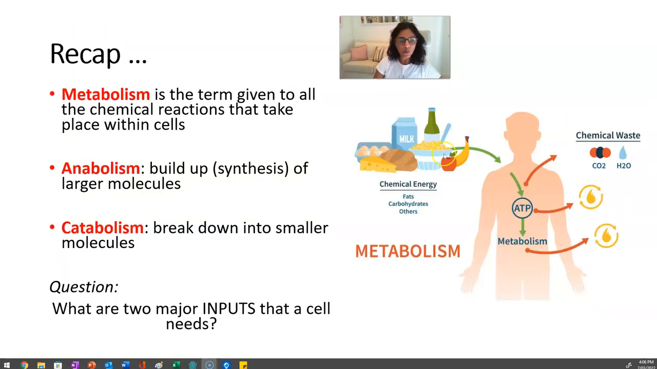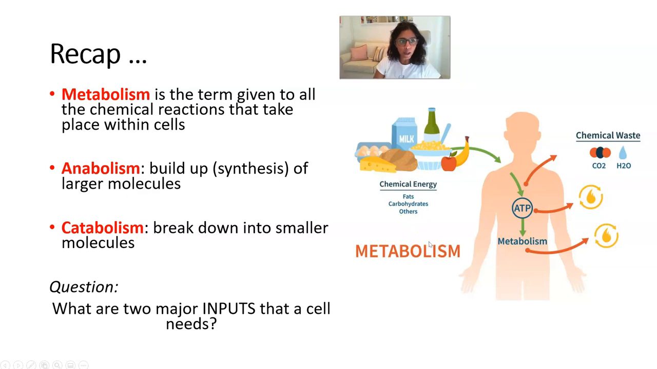Okay, so just to recap what you should already know, metabolism is the name given to all the chemical reactions that happen in the human body cells. Okay, so these are all the chemical reactions. We can categorize these as anabolism, which are synthesis reactions, or catabolism, which are breakdown reactions.